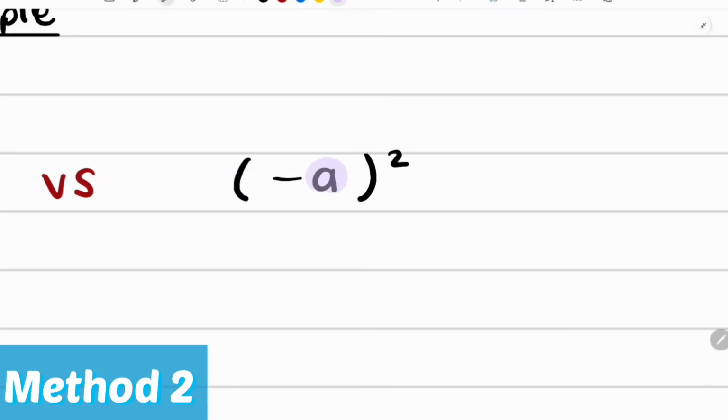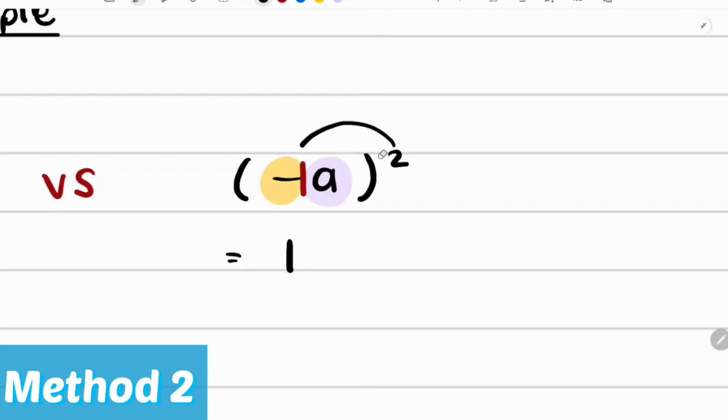The a can be seen as a variable on its own. And the negative can be seen as a number on its own as well. And so that negative actually stands for a negative 1. That's what's in front of the a, a negative 1. And so what happens is the negative 1, that number gets squared and becomes a positive 1.